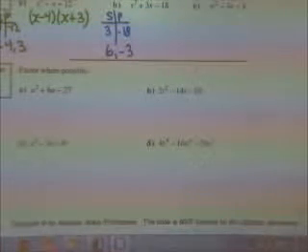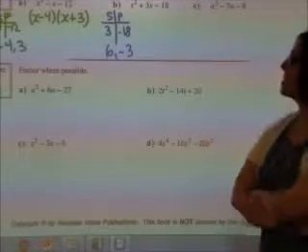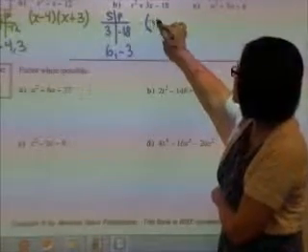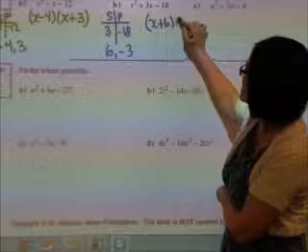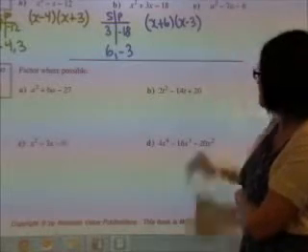So remember what I said, the multiplication table becomes your friend. The better you are at your multiplication facts, the faster these will come. So my two factors would be x plus 6 and x minus 3.